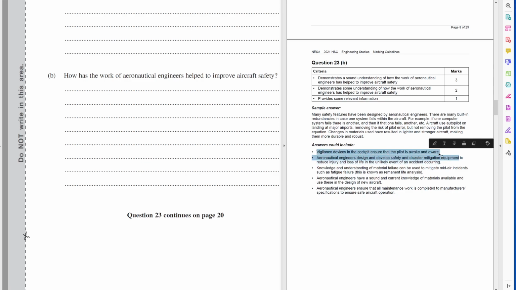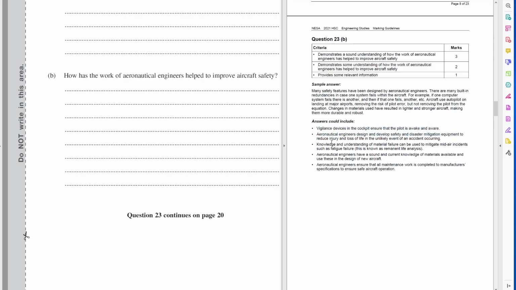vigilance devices to stop people from falling asleep. So we call them dead man switches. The idea is that people have to press a button every so often. Trains have this, so that if you fall asleep, the train will slow down automatically.